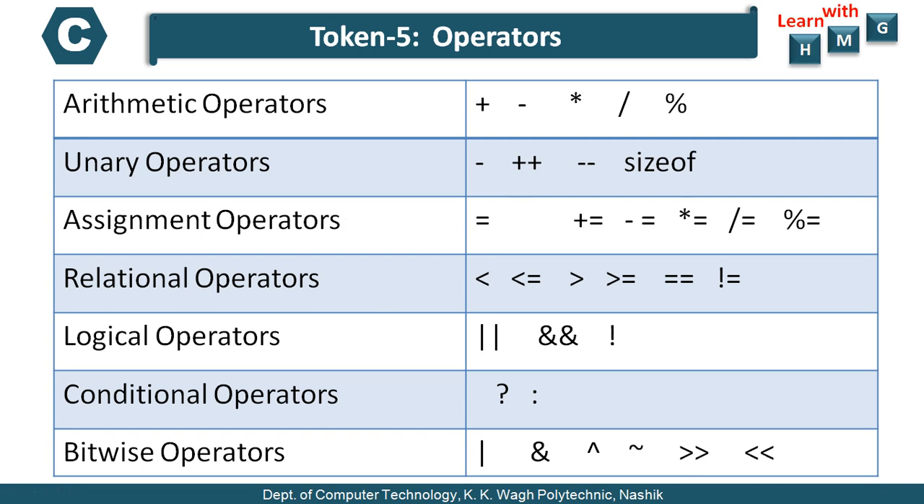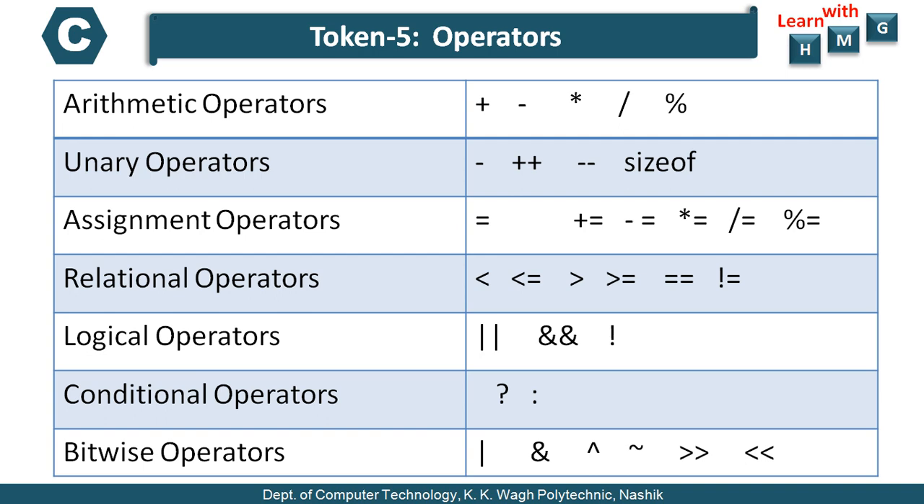Next is relational operators: less than, equal to, greater than, not equal to. All these operators are used for comparison. They compare two data item values and the result will be either true or false. These are used to build a logical expression or a condition or criteria to do decision making. So in decision making these operators are useful, and the result is always true or false.